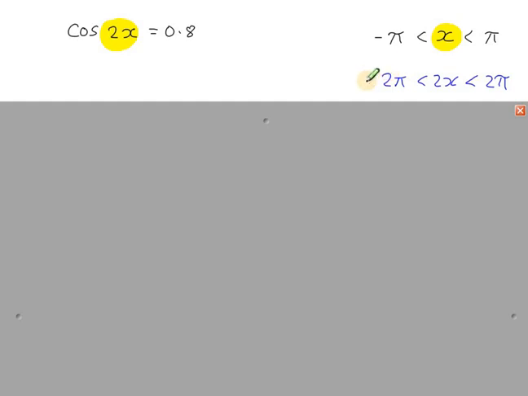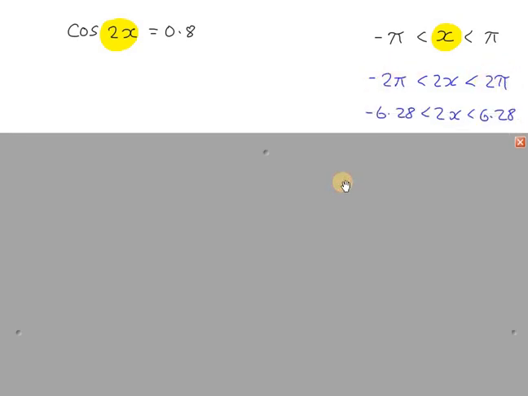And the decimal equivalent for minus 2 pi and 2 pi, well, these are going to be quite useful. So we need to solve using this interval. So ignore the one that we started with. So we're using the interval for 2x.